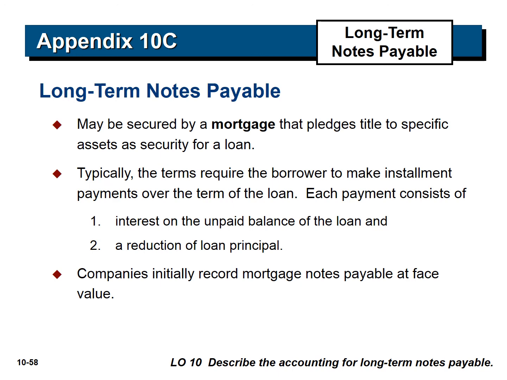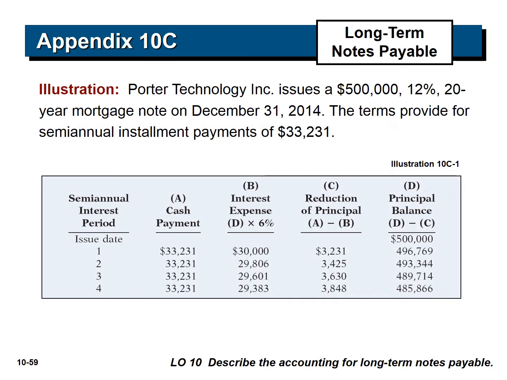Long-term notes payable are very much like long-term bonds payable, and they may be secured by a mortgage that pledges title to specific assets as security or collateral for a loan. So if you borrow money to buy your house, that's what we're talking about. You have a mortgage. And when you make a payment, it's a little bit different than the bond. The bond payment is only interest. With a mortgage payment, you have interest and principal in each payment. So it's a little bit different than the previous examples.